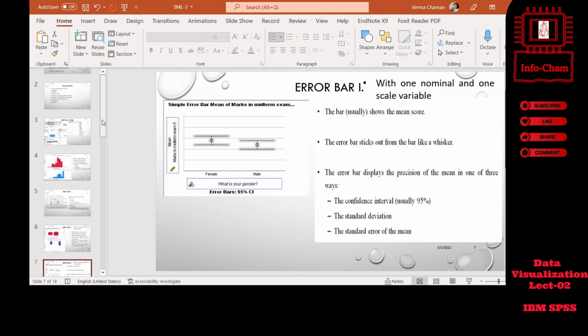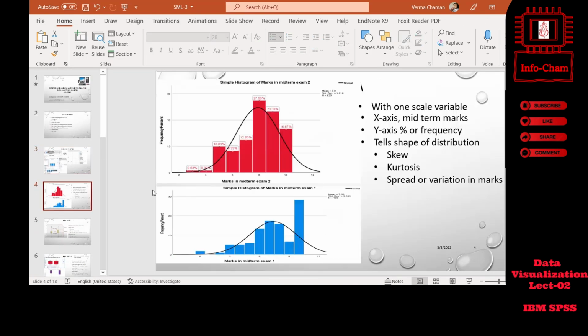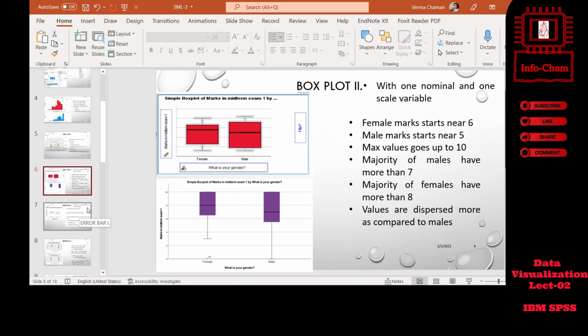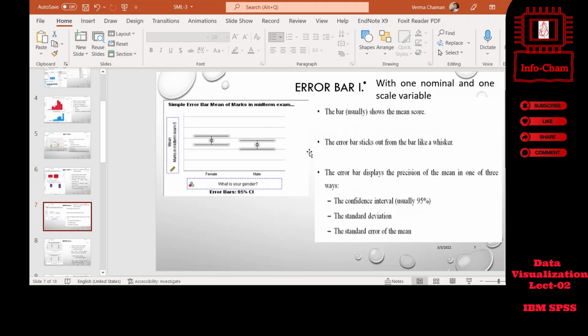So for example, histogram, do you remember histogram? Is there any nominal variable? No, only scale is a good idea. So same in box plot, we need the combination. So let's go to the error bar once again.